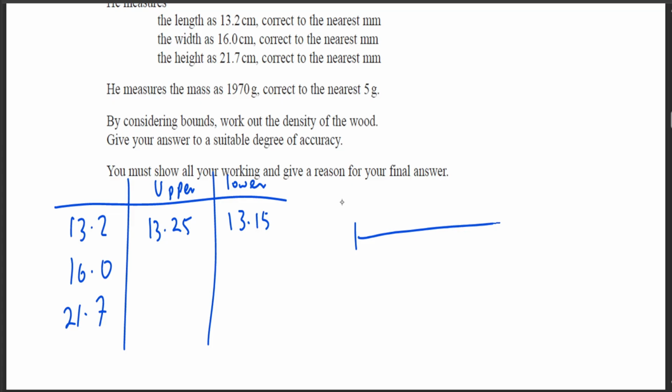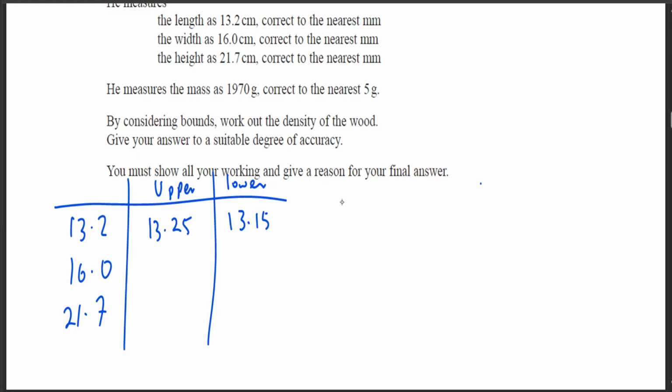So just imagine if this is 13.2, so obviously you'll have 13.3, and the other one is 13.1. So in between 13.1 and 13.2 you have 13.15, and in between 13.2 and 13.3 you have 13.25. So that's why I've written it something like that. So hopefully you've understood me. So you have 13.25 and 13.15.